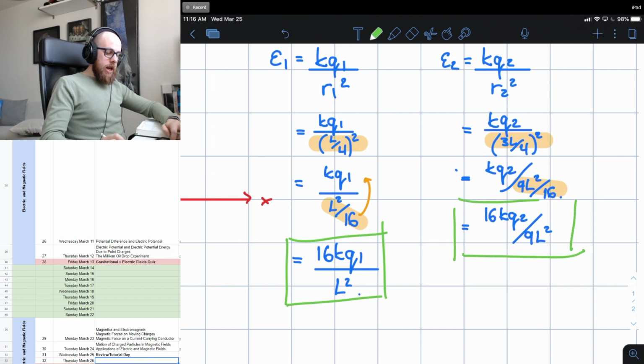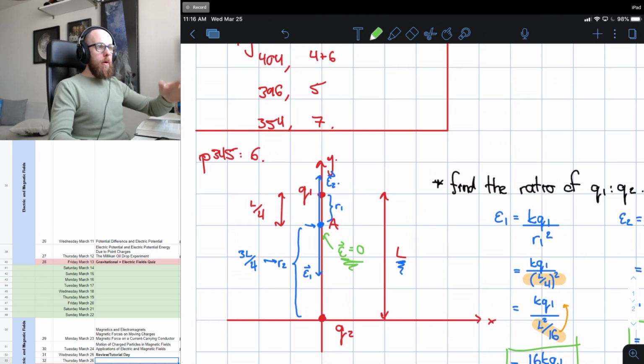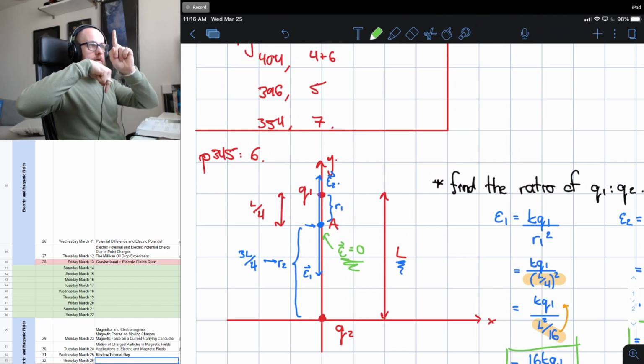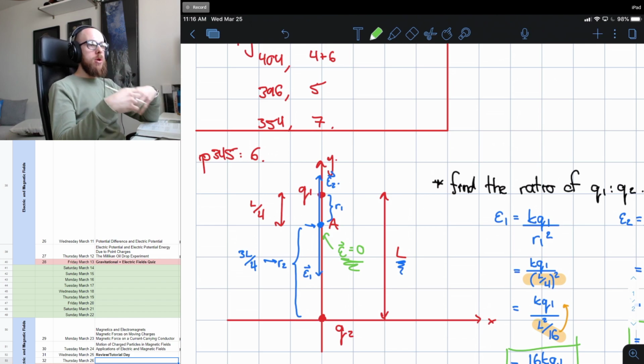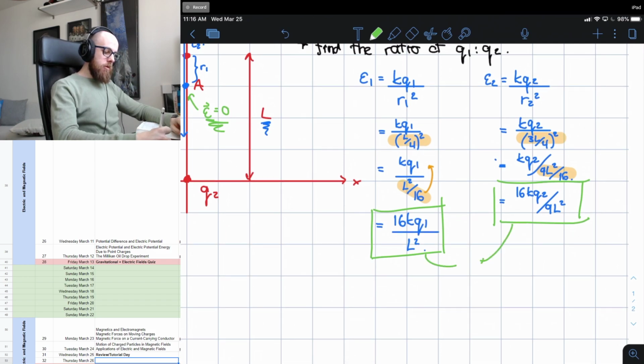Now in the question, I am told that the electric field at the point A has to be equal to 0. What that tells me is that these two electric field vectors have the exact same magnitude, they just point in opposite directions. So to finish off this question, I'm going to set these two equal to each other.